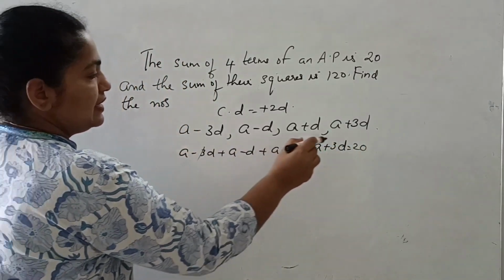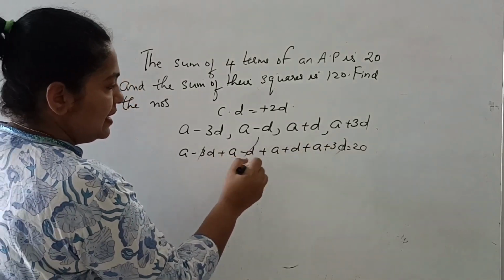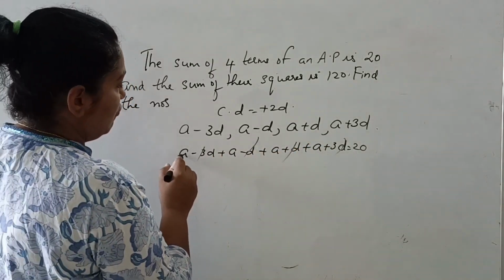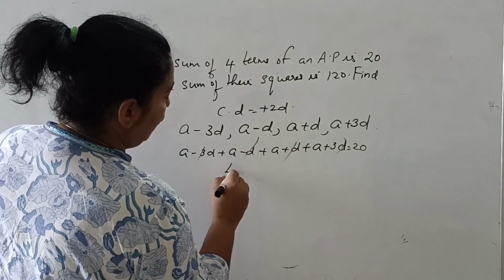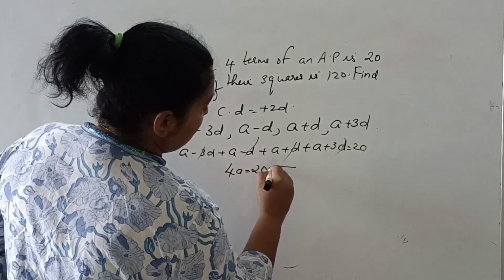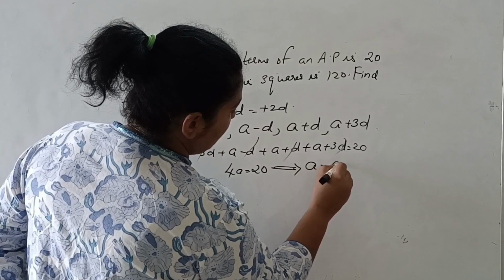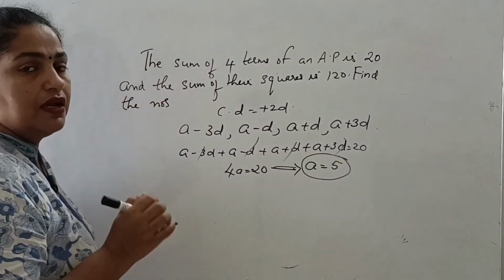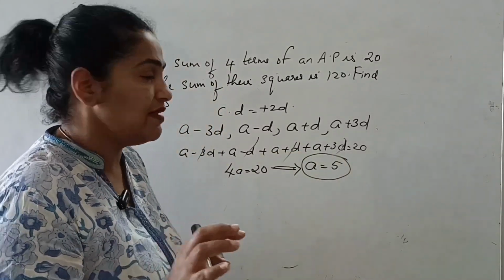Now 3D and 3D will get cancelled out and D also will get cancelled out. I have 1, 2, 3, 4. 4A is equal to 20, which will give me A is equal to 5. Okay. Now, what is the next information that is given to us?